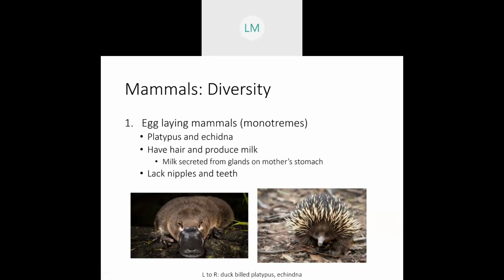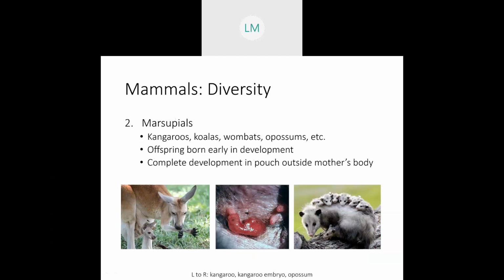Monotremes do those things. They don't have teeth, they don't have nipples, but they still are mammals. They still secrete this milk just through some glands on the mother's stomach. So a platypus and an echidna there, those are our monotremes, our egg-laying mammals. Our marsupials, we have a lot of different types of marsupials, kangaroos, koalas, wombats.